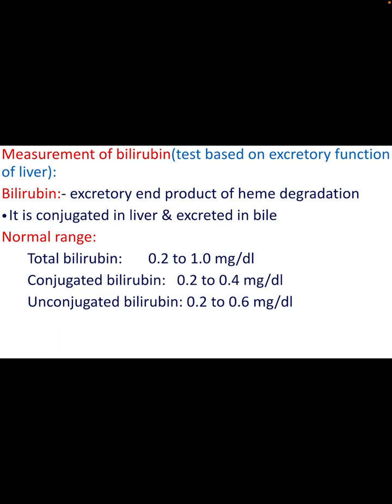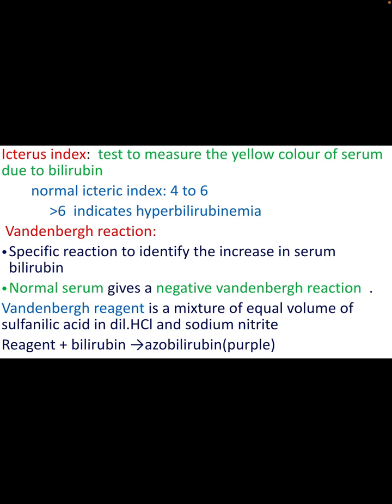First one, measurement of bilirubin. This is the test based on excretory function of liver. And we know bilirubin is the excretory end product of heme degradation, and it is conjugated in liver and excreted in bile. And we all know about the normal range of bilirubin, that is total bilirubin is 0.2 to 1 milligram per dl, conjugated bilirubin 0.2 to 0.4 milligram per dl, whereas the unconjugated bilirubin is 0.2 to 0.6 milligram per dl. And total bilirubin is the sum of conjugated and unconjugated bilirubin.